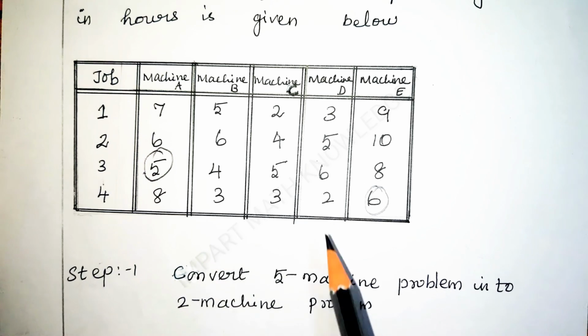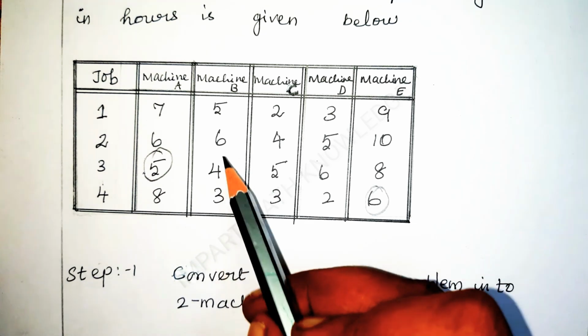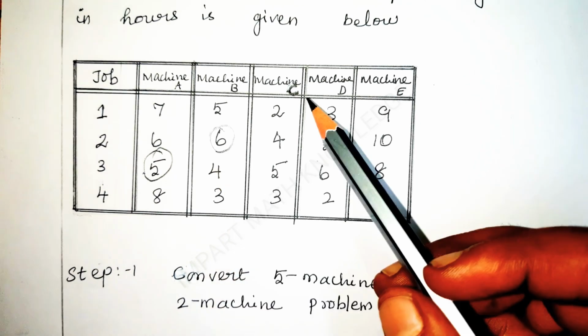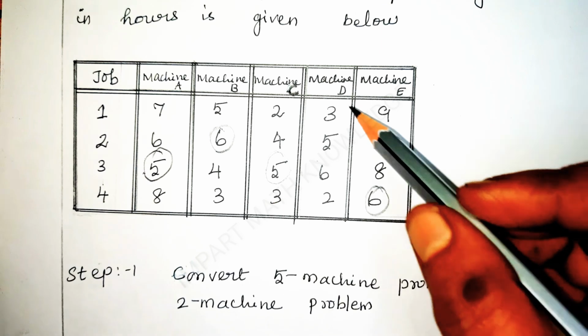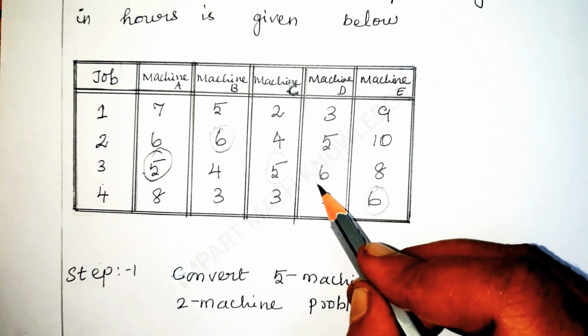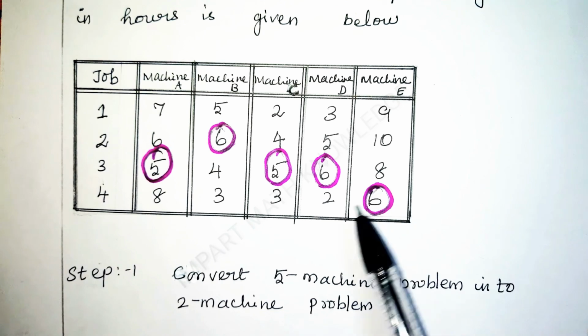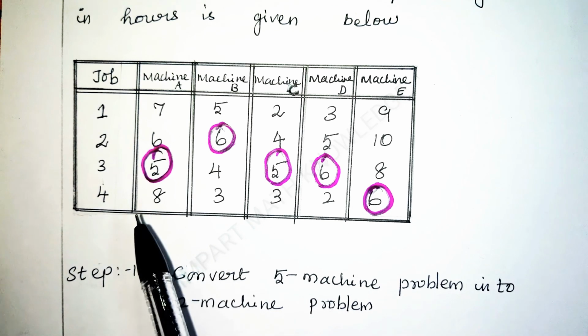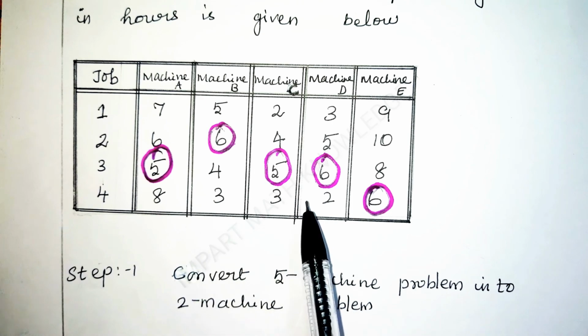In the remaining, you have to select the maximum element. Machine B, the maximum element is 6. Machine C, the maximum element is 5. Machine D, the maximum element is 6. From the first and the last machine, we have to select the minimum element. In the remaining, you need to select the maximum element.